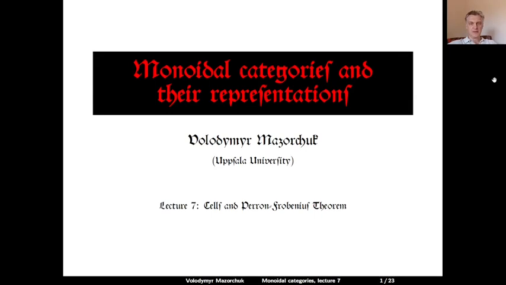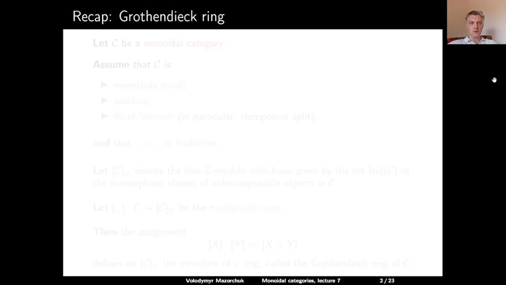Monoidal categories and their representations. Lecture 7. Cells and Perron-Frobenius Theorem. Let's recall the discussion about the Grothendieck ring of a monoidal category from the previous lecture.